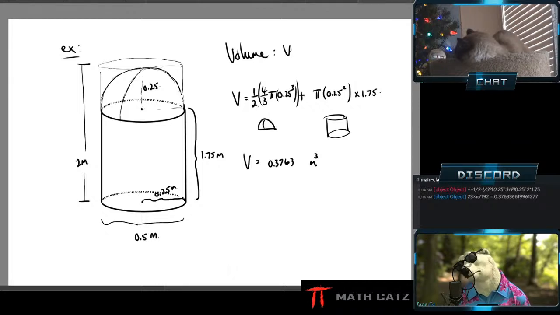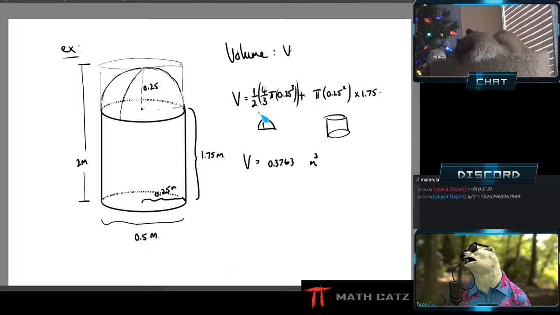Let's see. Pi times 0.5 squared times 2. Oh, I lose a lot. That seems unlikely. Pi r squared, maybe. Well, of course, being my last example, I'm not surprised if I did make a mistake. Let's just double check this calculation.